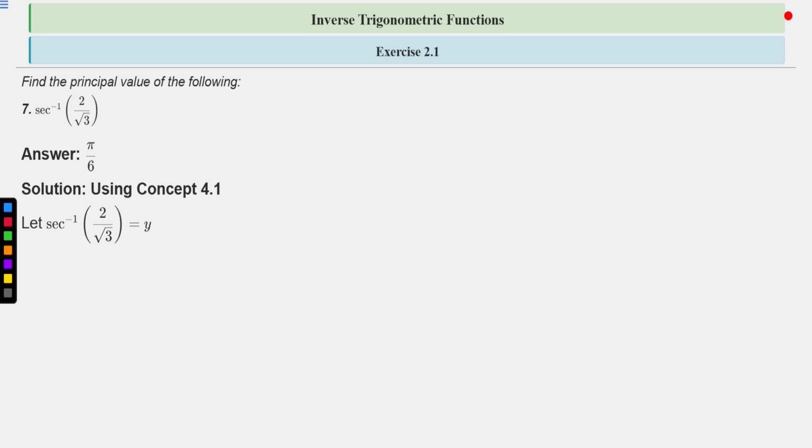So let us take sec inverse 2 by root 3 is equal to y. Clear? Then sec y will be equal to 2 by root 3, and we know that sec of pi by 6 is basically 2 by root 3. Got it? Sec pi by 6 is equal to 2 by root 3.